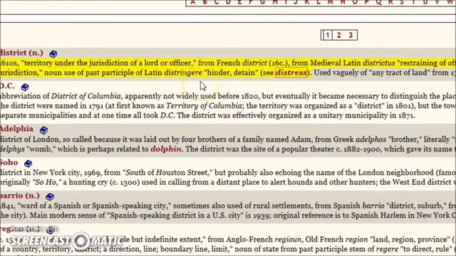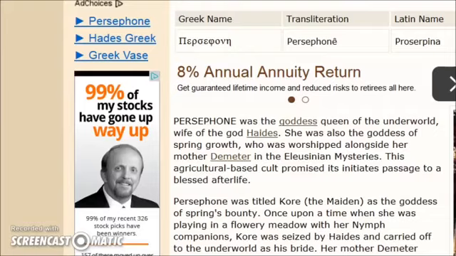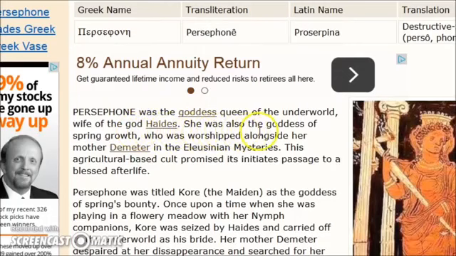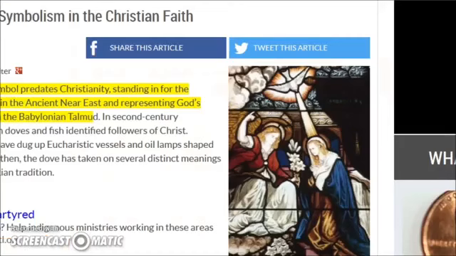What the heck does that mean? Well, let's go back here and look at Persephone again, as she sits on top of the Capitol building. And she was a goddess, queen of the underworld, wife of the god Hades. She was also the goddess of spring growth, who was worshipped alongside her mother Demeter. And we go over here back to the Roman days, since they did help name Washington, D.C.